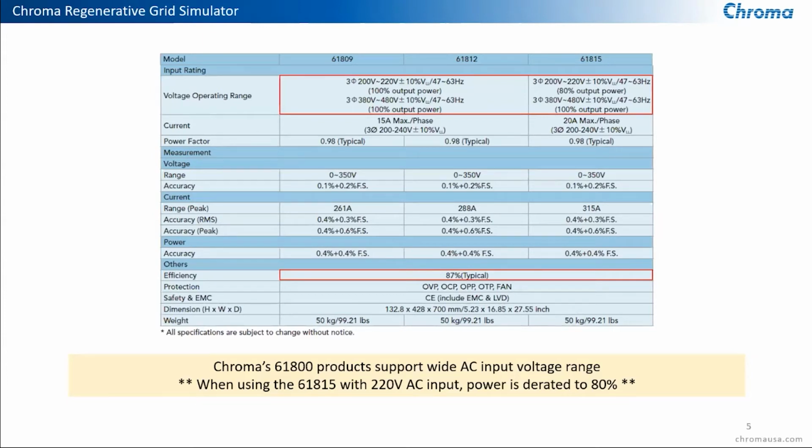So, one really great feature of Chroma's regenerative grid simulator family is that they support a wide AC input voltage range. However, when using the 61815, which is our 15 kVA unit, with a 220 VAC input, the power is actually derated to 80% of the output power. That is, of 15 kVA, you can only use 12 kVA when connected to the 220 AC input.